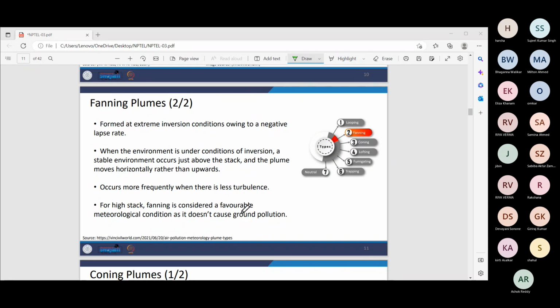For stack height, fanning is considered a favorable meteorological condition, as it does not cause ground pollution. Since there is horizontal displacement of the particles, and we are releasing the air parcel or the pollutants at some height from the ground, and there is no vertical movement of the air parcel, the ground level concentrations will be very much lower. That's why this is considered a very favorable condition as far as ground level pollution is concerned, because the dispersion will be at a much higher distance, after several kilometers. So this is a favorable condition.